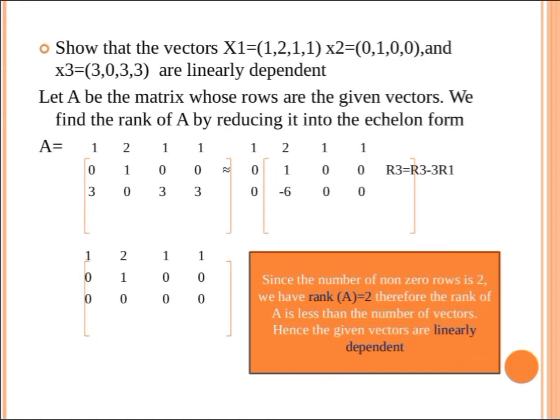Now the next one, show that the vectors x1 is equal to 1, 2, 1, 1, x2 is equal to 0, 1, 0, 0 and x3 is equal to 3, 0, 3, 3, and these are linearly dependent or not. So we have to show that these are linearly dependent. Okay, so let A be the matrix whose rows are the given vectors, and we find the rank of A by reducing it into echelon form.